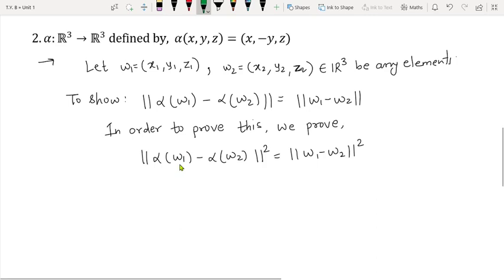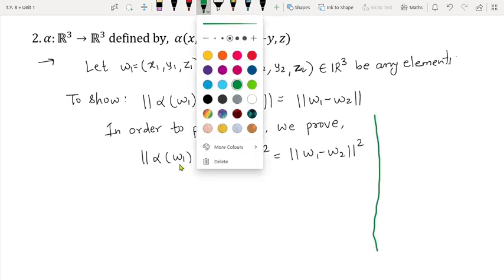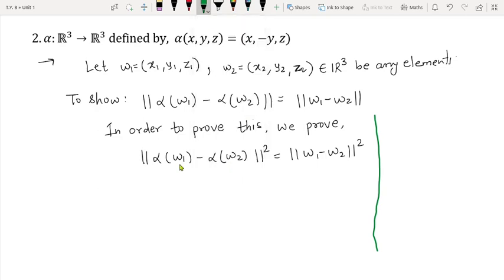So before going ahead, let us try to understand what will be our right hand side. Okay, so our right hand side will be norm of w1 minus w2 whole square. If I put the values of w1 and w2, now directly I will write it will be x1 minus x2, comma y1 minus y2, comma z1 minus z2, right? Norm square. I hope you are getting it.